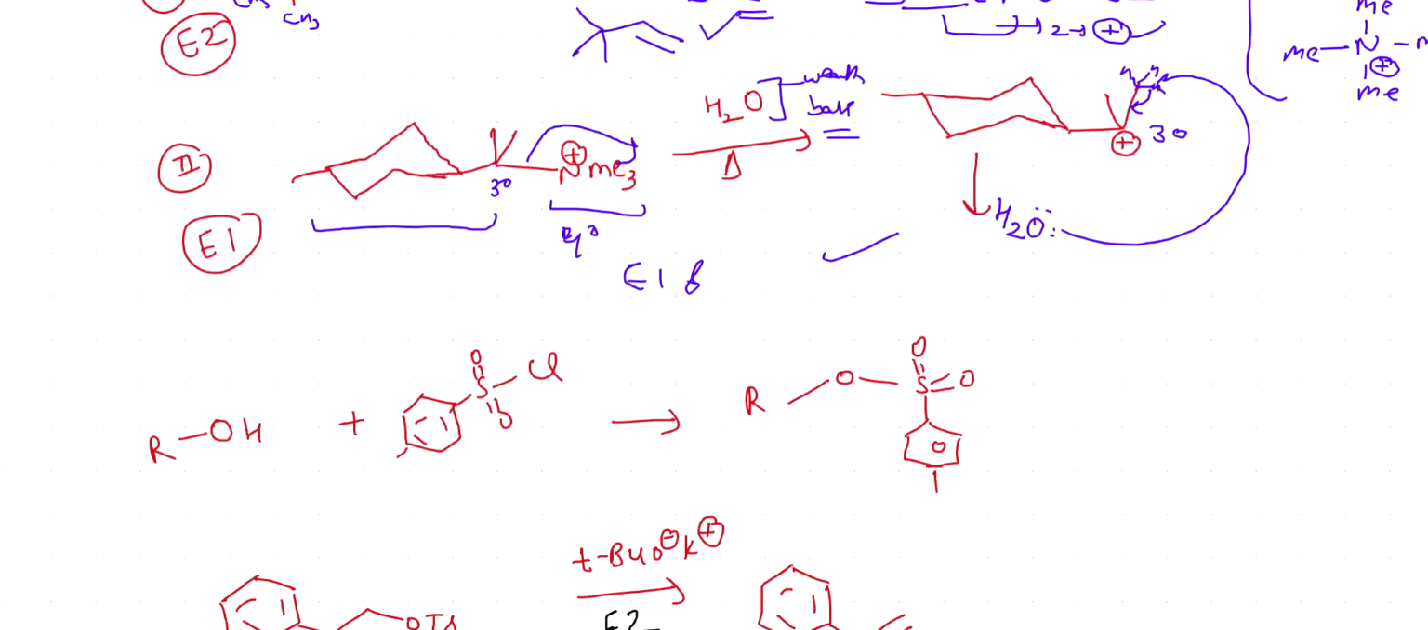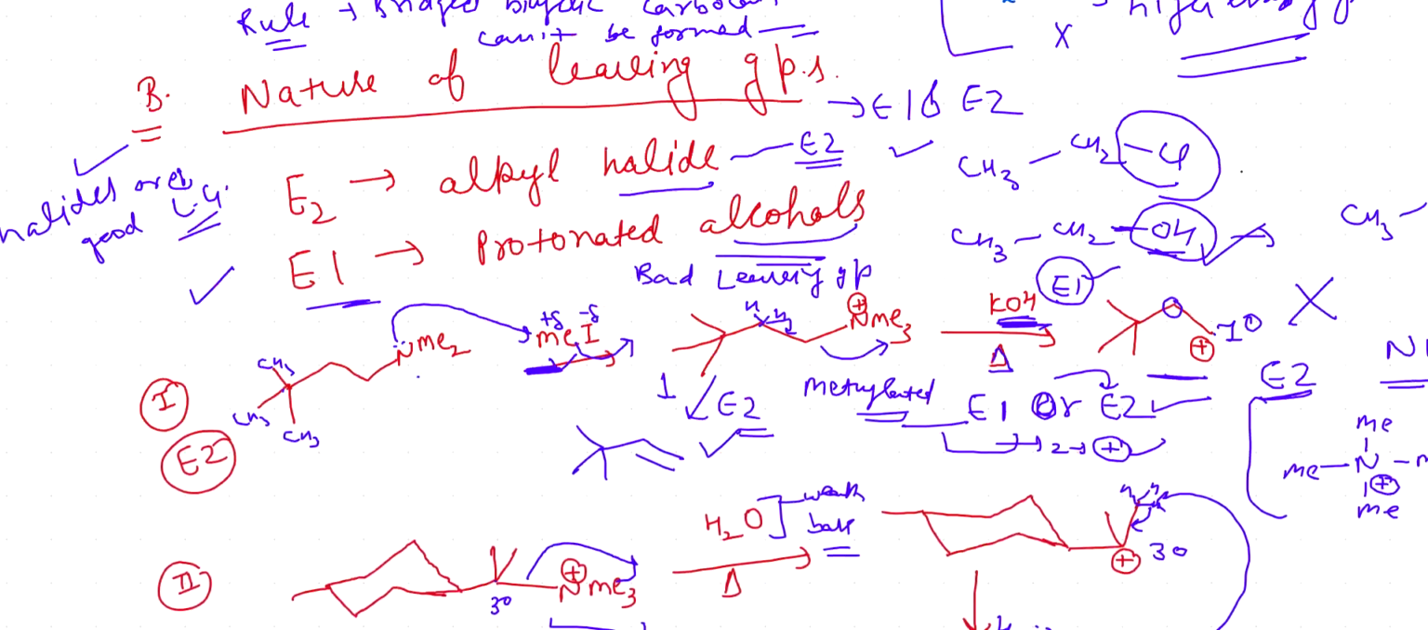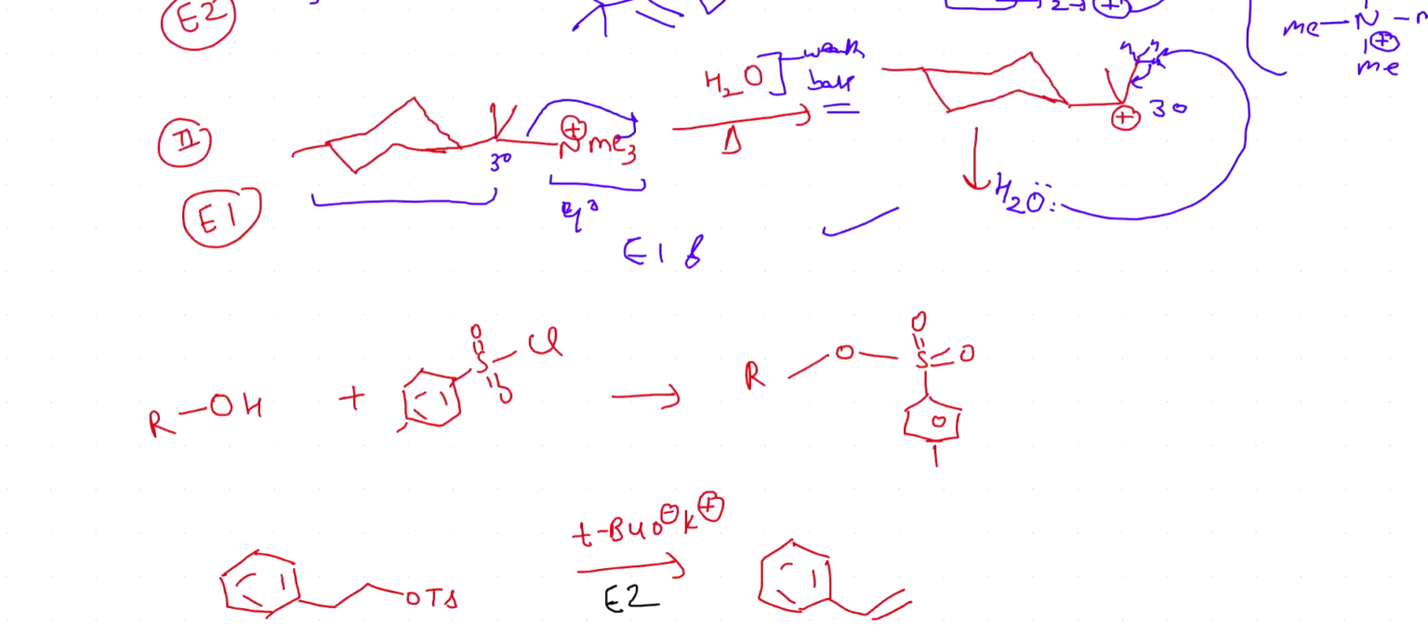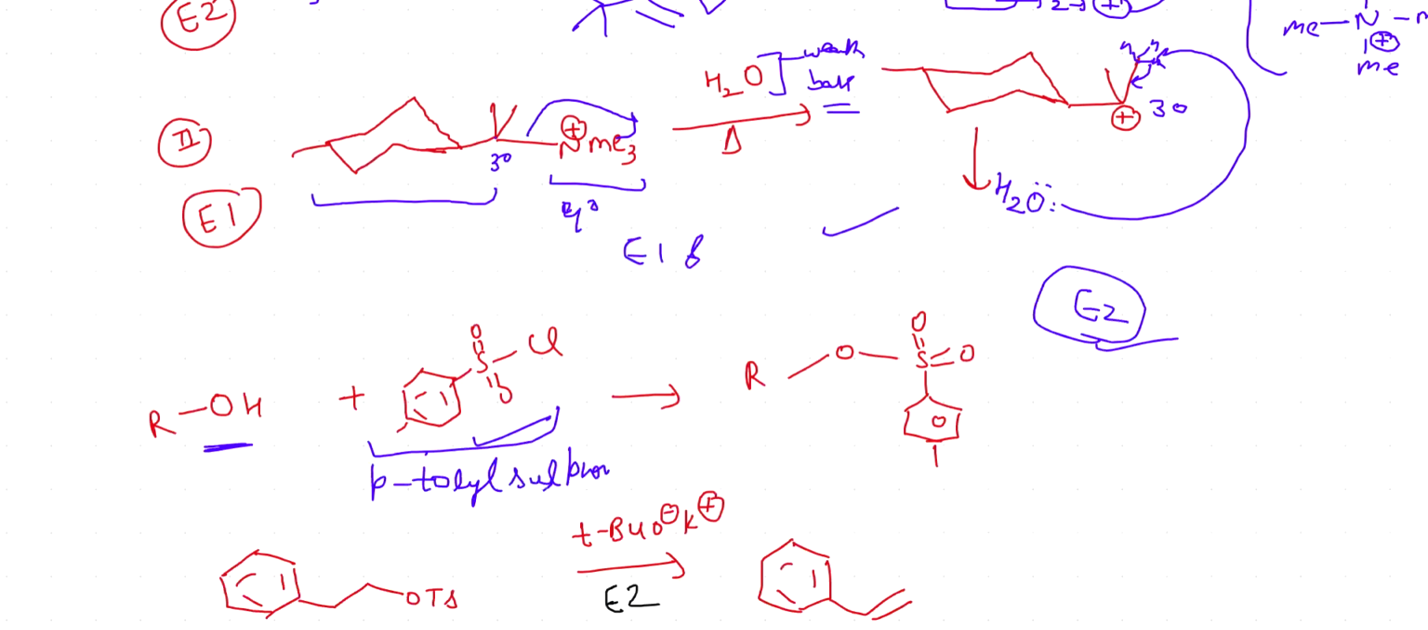As I discussed, alcohols undergo E1 mechanism. Alcohols can also undergo E2 only under certain conditions. If the alcohol group is protected with some other group, such as if the reaction is carried out with tosyl chloride, the para-tolyl sulfonyl chloride group.